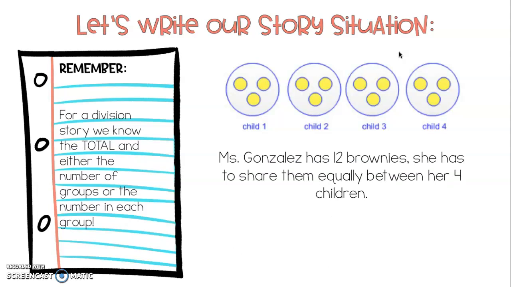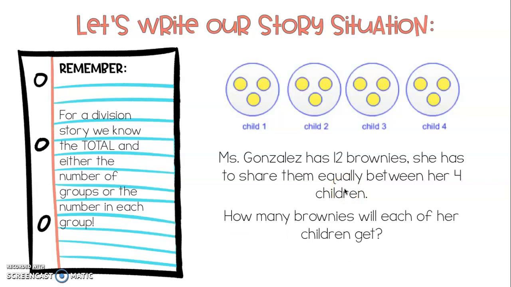Ms. Gonzalez has 12 brownies. And I also know that she has 4 equal groups. She has to share them equally between her 4 children. The question that I'm going to ask is, how many brownies will each of her children get?